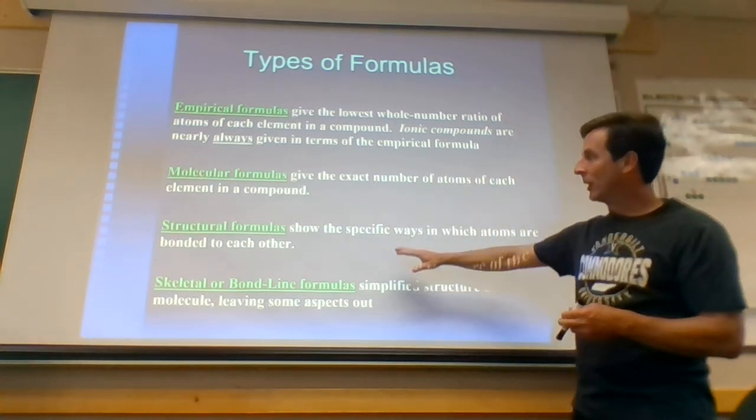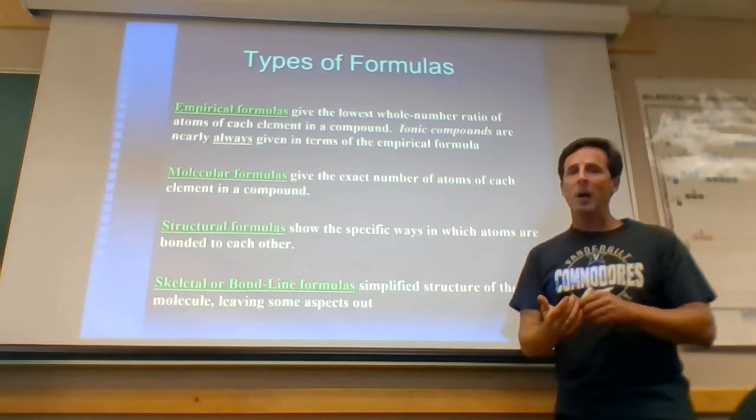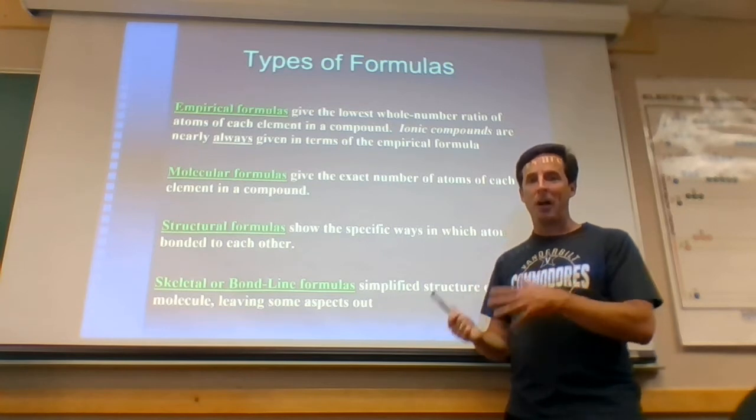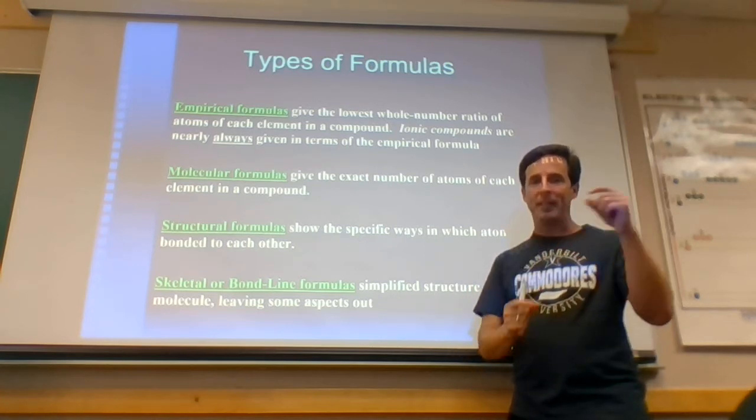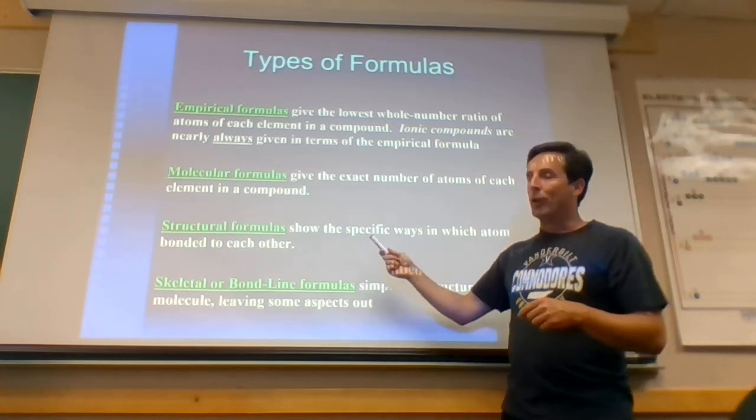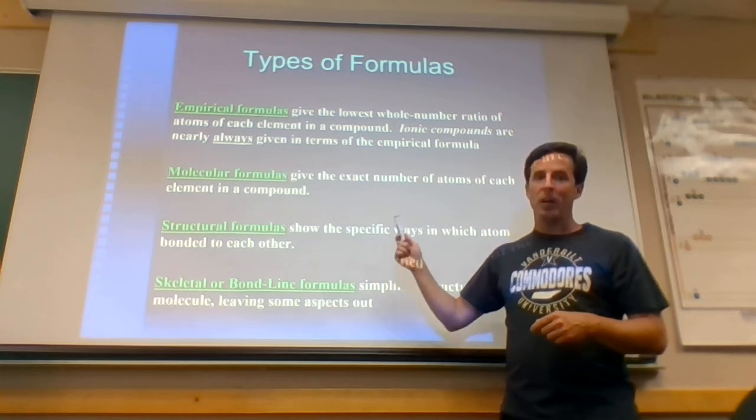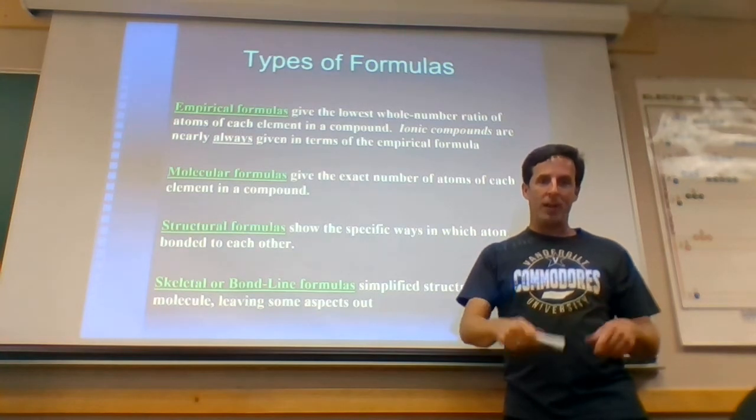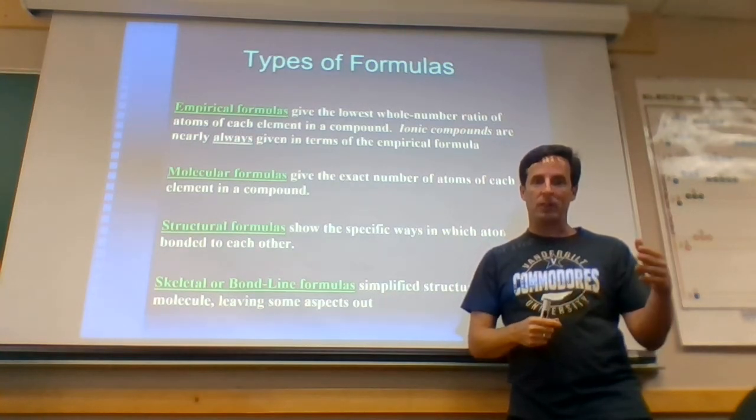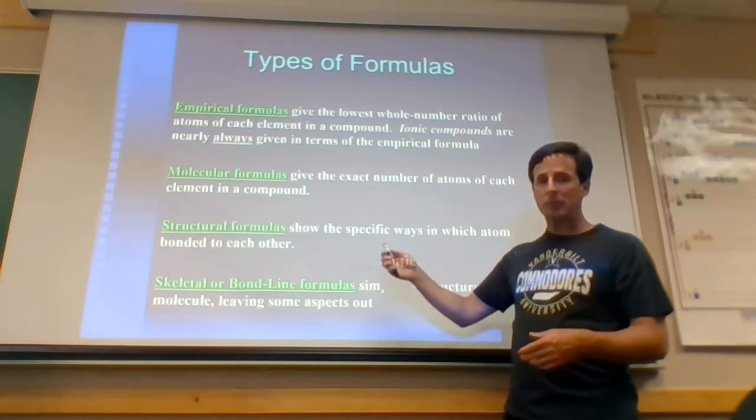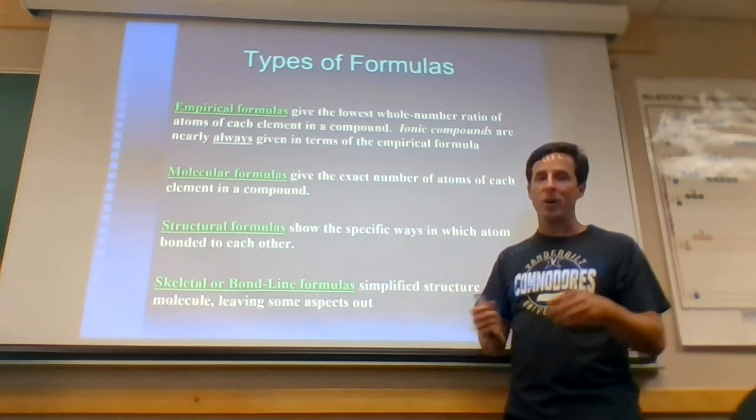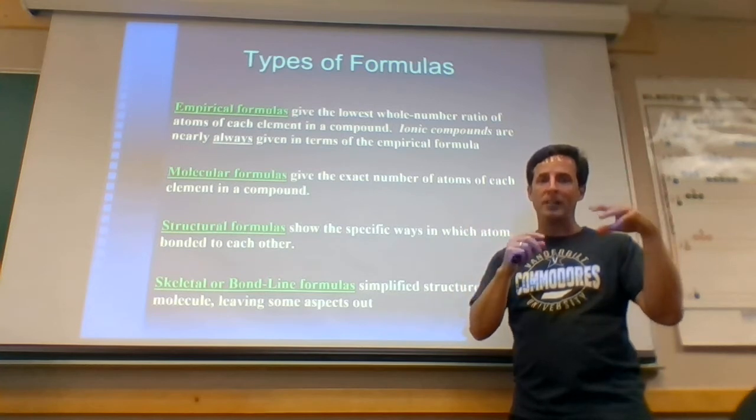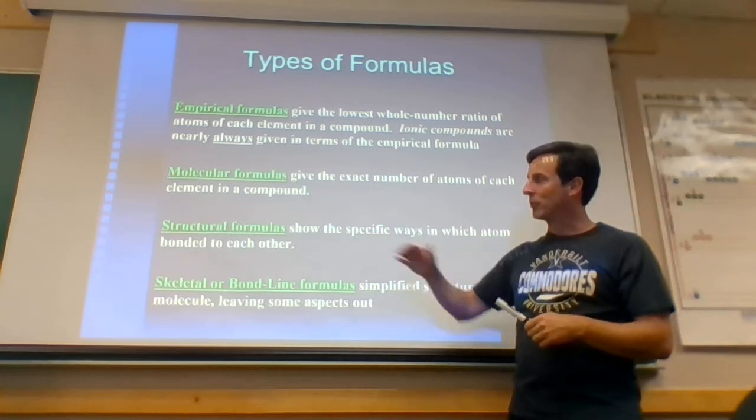Next, we can get structural formulas. A structural formula can be a formula that shows every bond in a molecule in terms of how the atoms are connected. You're not going to learn how to draw those until chapter 8, where we learn to draw Lewis dot structures. Until then, don't worry about structural formulas. Just know that if you draw out the molecule and all the bonds, single bonds, double bonds, triple bonds, that's what a structural formula is.